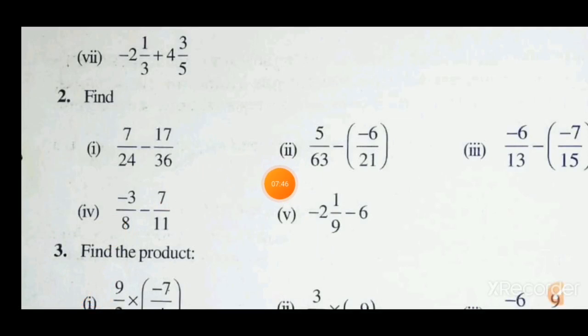Now the second part of question 2: 5 upon 63 minus 6 upon 21. These are the two fractions, and we are going to do the subtraction between them. Again, in both the fractions the denominators are different, and for subtracting them it is essential to make the denominators equal, and for that we are going to take the LCM of the denominators 63 and 21.